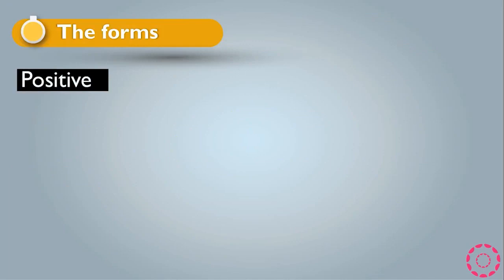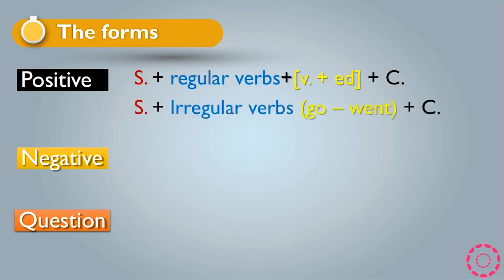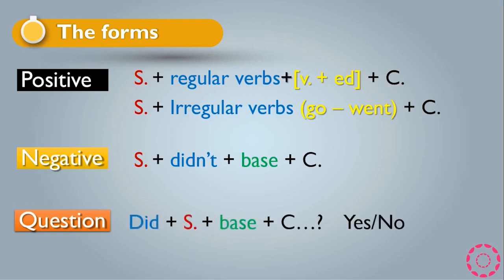Now we have the forms of past simple with main verb: positive, negative, and question. For positive, we have subject plus regular verb, for example verb plus ed, and complement. Or we have subject plus irregular verb, like go, which becomes went, and complement. For negative, we have to use didn't: subject plus didn't, and the verb becomes base again. So it is subject plus didn't plus base and complement.